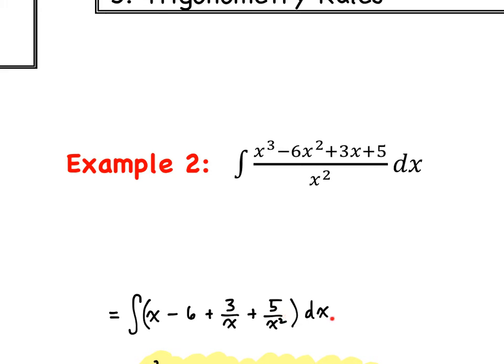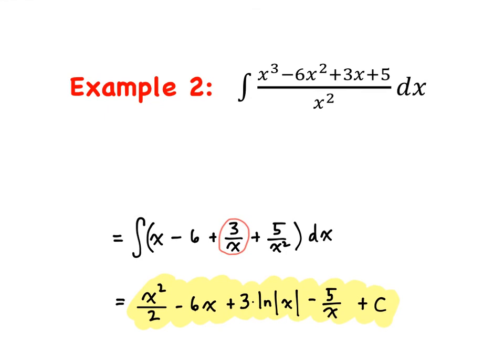So now integrating, the only one that's kind of drawing a red flag to me is this one right here, right? So 3 over x to the first power, or 3x to the negative 1. So that's telling us natural log with that guy. Well, as we continue on, integrating x, we get x squared over 2. Integrating negative 6, we get negative 6x. Integrating 3 over x, we get 3 times the natural log of the absolute value of x. And then integrating 5 over x squared, we get negative 5 over x. And we can't forget about that plus c.